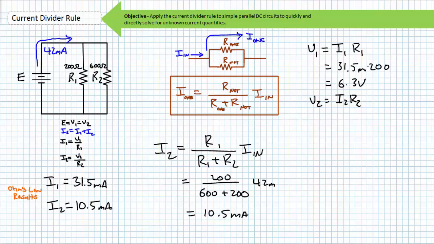With 10.5 milliamperes of current traveling through a 600 ohm resistor, we'd expect V2 to be equal to I2 times R2. Substituting in the necessary values, we find V2 to be 6.3 volts. Again, confirming we can use different methods at different starting points in different sequences to yield the same results. And they all should be correct.